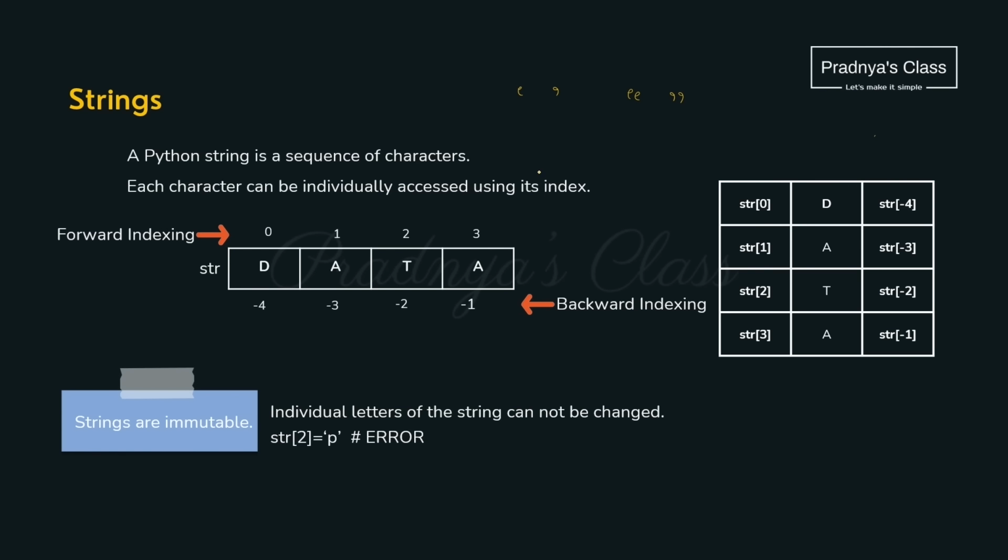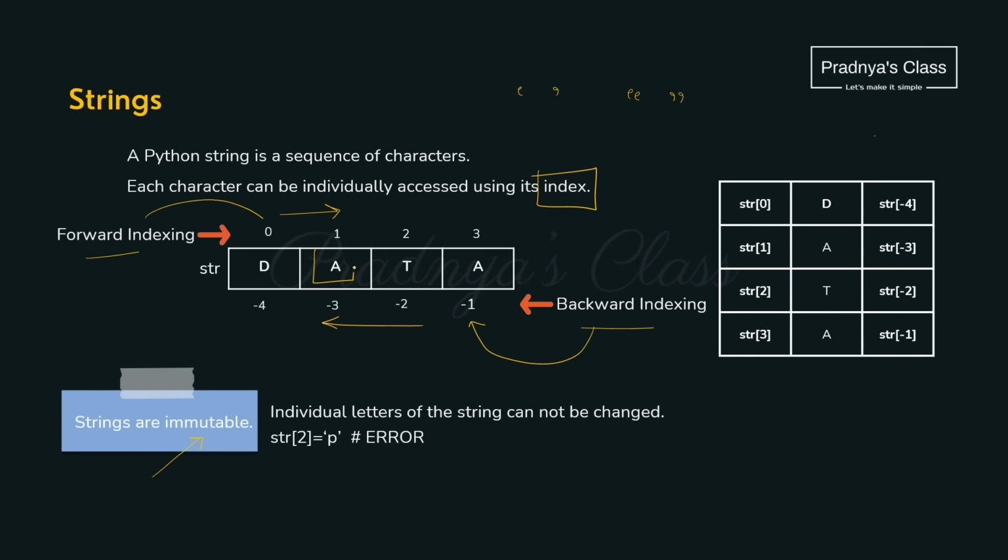Individual characters of the string can be accessed using an index. The most important property of a string is that it is immutable. It means you cannot change the individual element of the string in place. If you are changing it, a new string will get created. To access the string, we can use forward indexing as well as backward indexing. Forward indexing starts with 0 and backward indexing starts with -1. It means you can use both positive indices or negative indices to access the string.